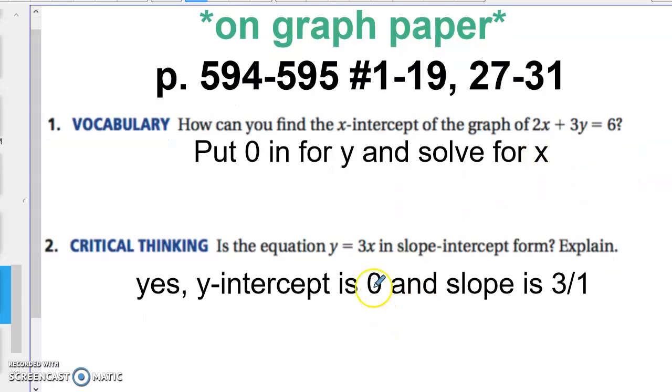Number 2 says, is the equation y equals 3x in slope-intercept form, and explain. Yes, this is in slope-intercept form. The y-intercept is actually 0, and the slope is 3/1. So technically it is written in slope-intercept form, it's just that you don't have to write the plus 0 because it's not necessary to write it, because you know that adding 0 is just going to keep you right where you are. So it is written in slope-intercept form, it's just that your y-intercept is 0.